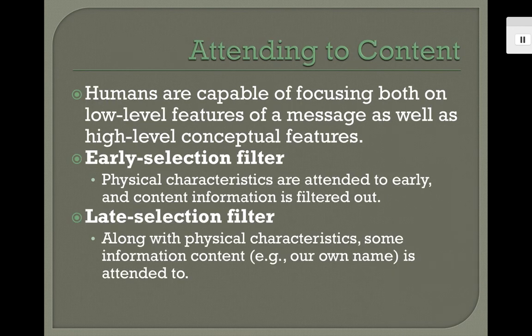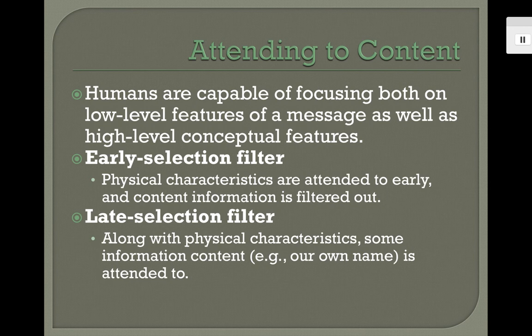Now, when we look at trying to attend to information, we do find that there are two different types of filters that occur for us. Ultimately, the two filters that we have are what we call the early selection filter and also the late selection filter. What does the early selection filter look for? It looks for the overall larger important information. The late selection filter is ultimately going to be information in terms of content, such as our own name that we want to attend to.